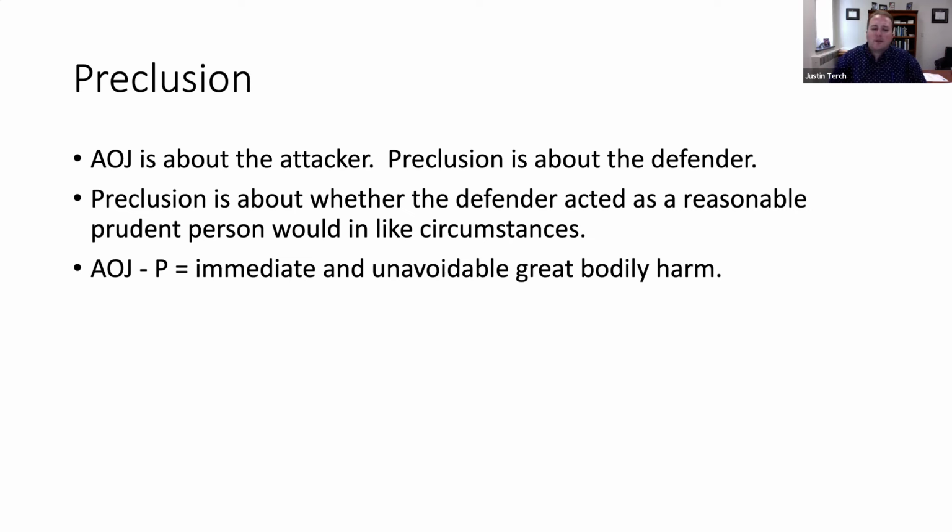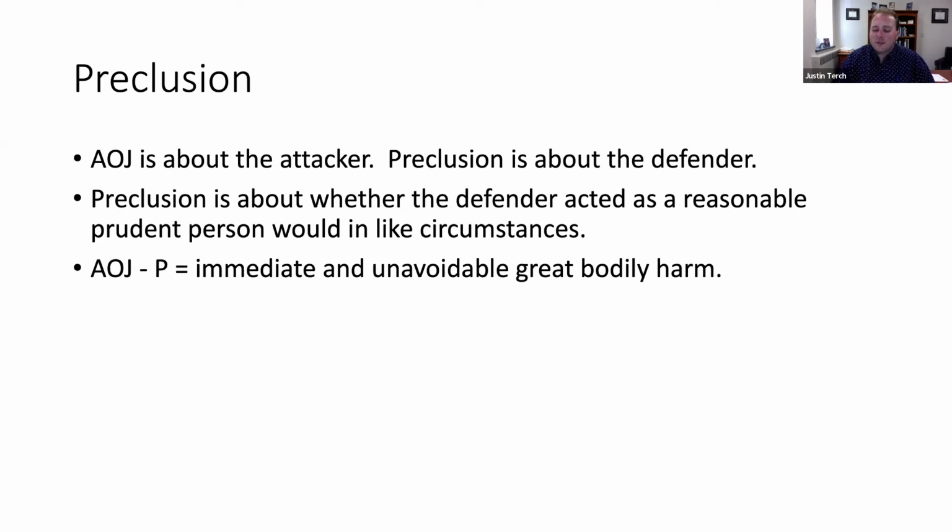So an example of that would be, could you have gotten away? Could you have used verbal de-escalation skills? Could you have used a different tool? Could you have retreated? So preclusion is about your actions to get out of that situation.